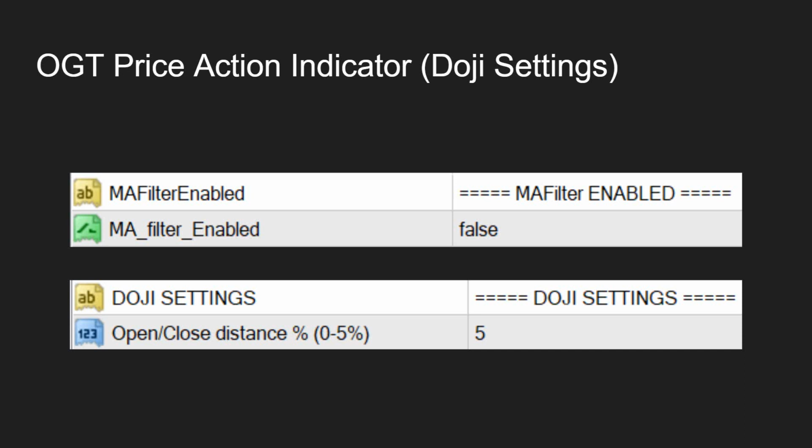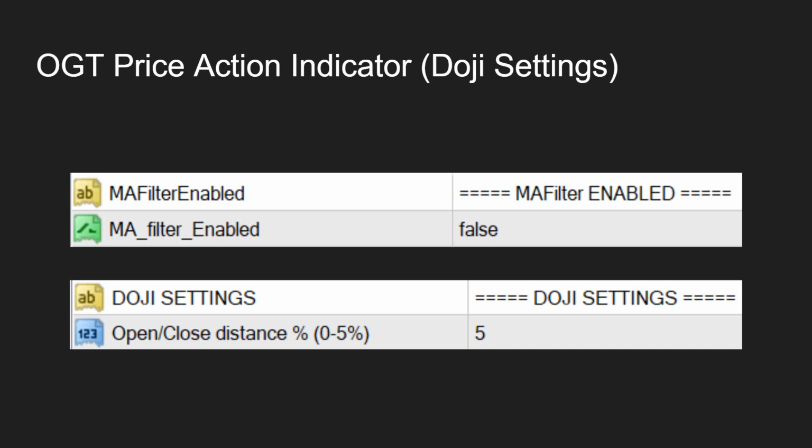And there's one criteria that you can change inside the doji settings, which is how far you want the open and close distance to be from one another. And again, you can choose from 0%, so therefore the open and the close are exactly the same, or you can go all the way to 5% difference in price between the open and close.